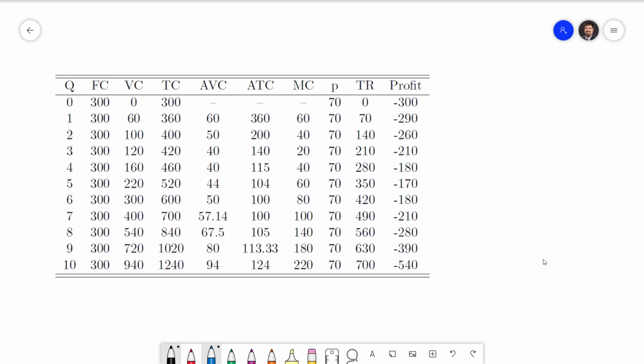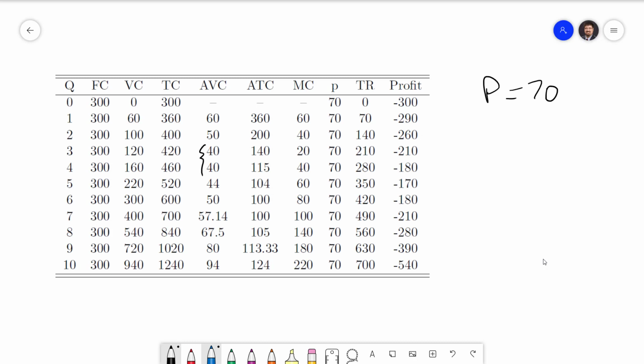Let's look at one final example where the market price is 70. This is quite a bit higher than the price in the last example, such that it is higher than the minimum of the AVC, so we should not be shutting down in this case. However, it's still not high enough to make a positive profit.